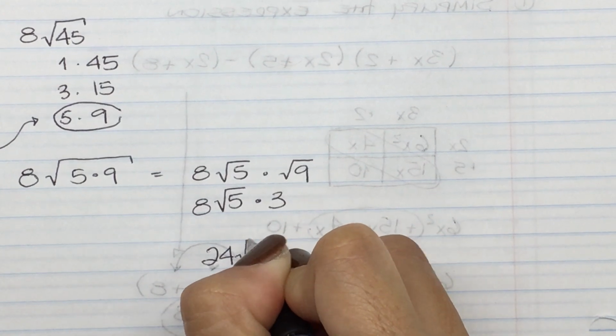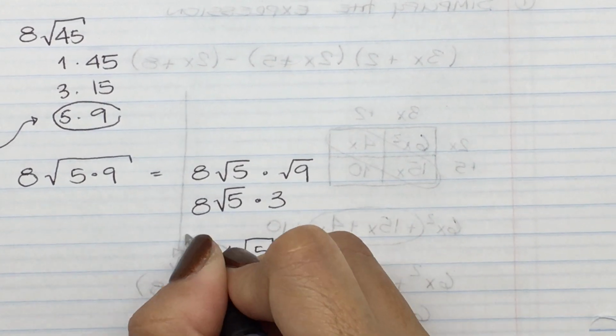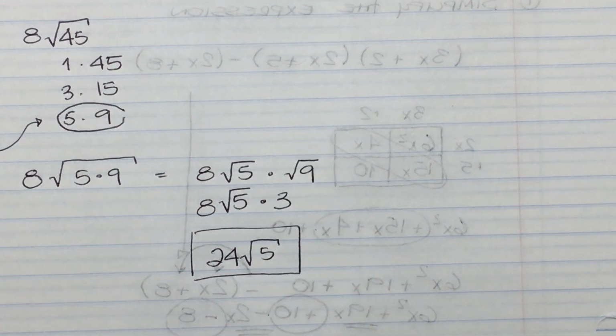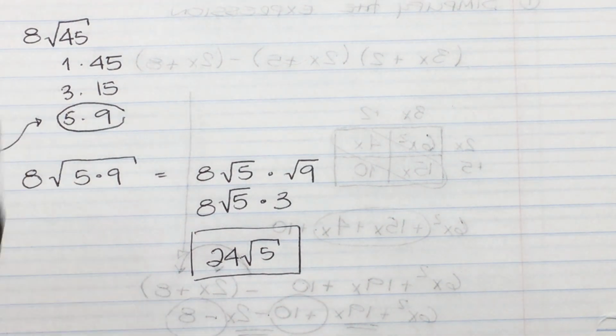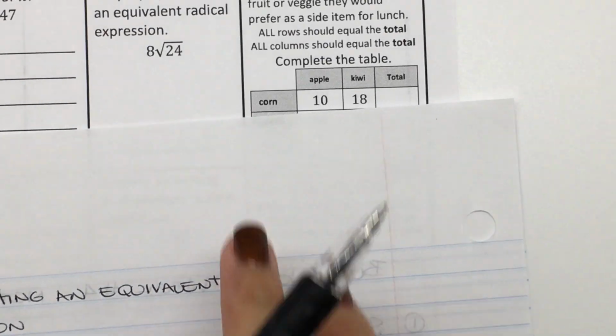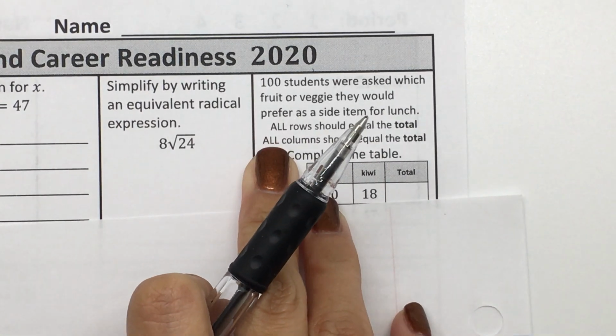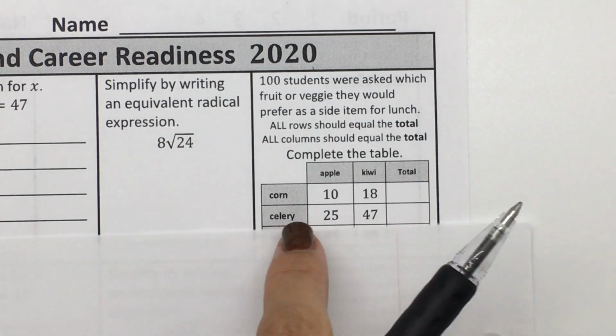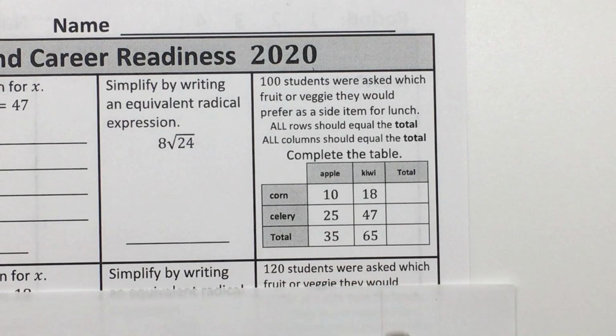We bring down the square root of 5, and that is your simplified version of the equivalent radical expression of 8 square root of 45. Okay? Last but not least is this word problem right here. 100 students were asked which fruit or veggie they would prefer as a side item for lunch. All rows should equal the total, and all columns should equal the total.